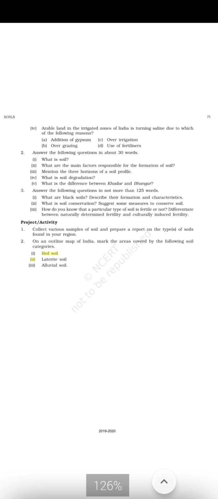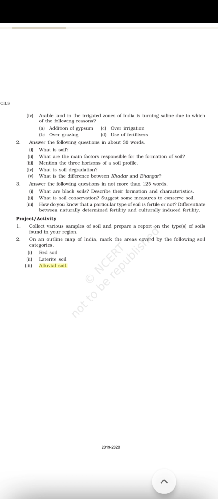Project Activity. 1. Collect various samples of soil and prepare a report on the types of soils found in your region. 2. On an outline map of India, mark the areas covered by the following soil categories. (i) Red soil. (ii) Laterite soil. (iii) Alluvial soil.